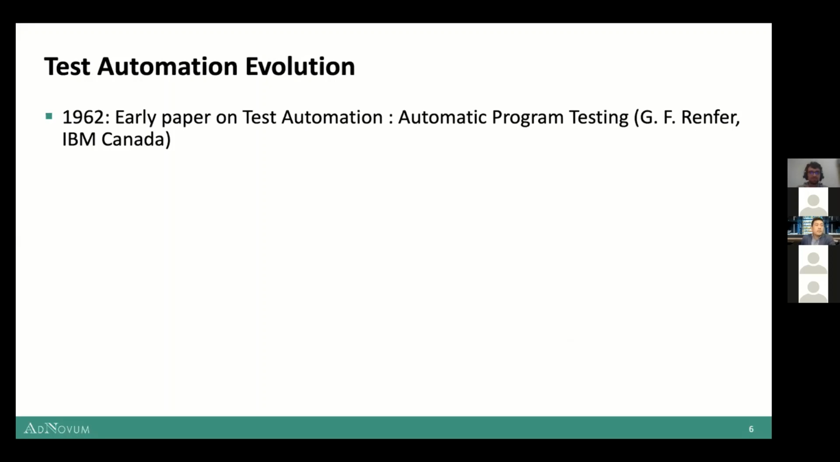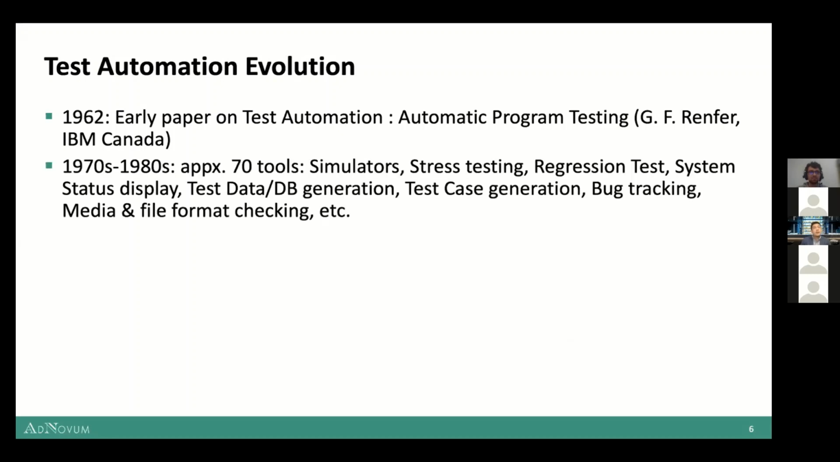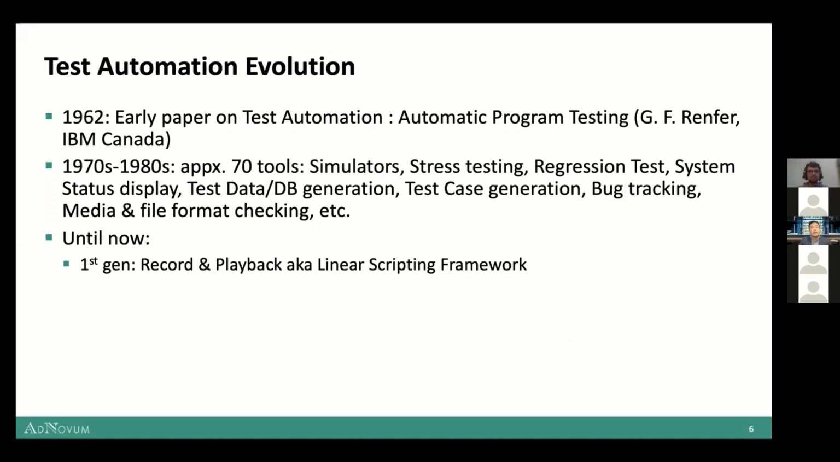So when it's starting, around 1962, there was a paper started on this topic. Then around 70 to 80, there was a software crisis in which low quality was part of it. Since then, several tools were created. After that, from the 90s until now, we start seeing several generations of test automation. The first one, which you can remember, is about record and playback. It just records all the steps that you do, and then repeats exactly what you do.